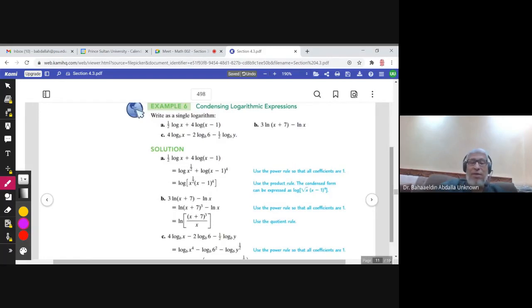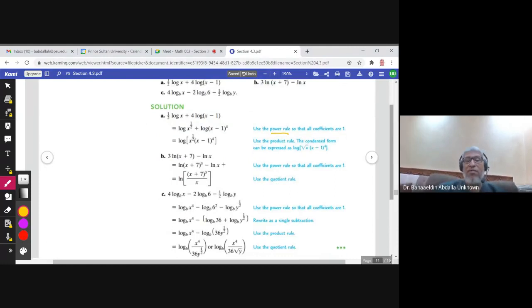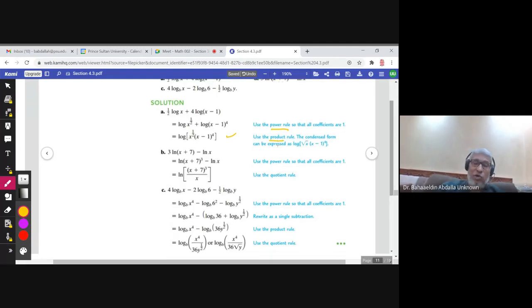Here, some examples in the book. Look at the examples. We have A. This is A. The first step, as usual, half, we take it up. Okay, use the power rule. And 4, you take it up. And then you have addition. So you change it to multiplication using the product rule.